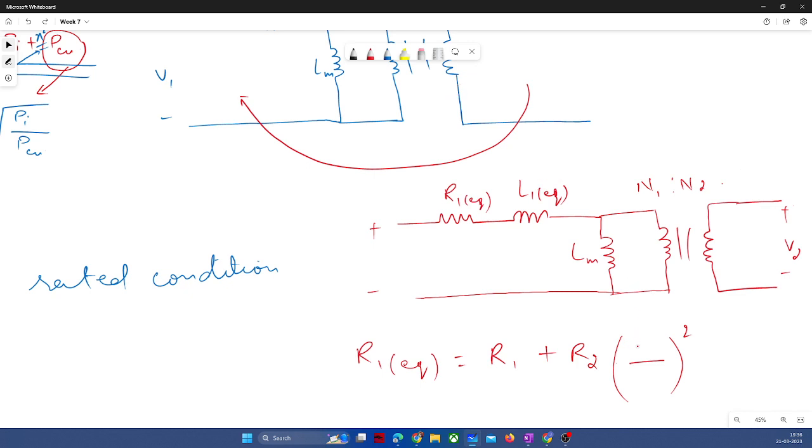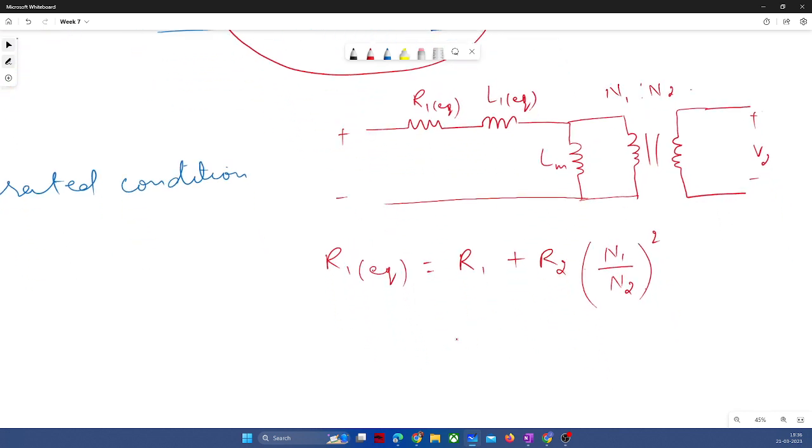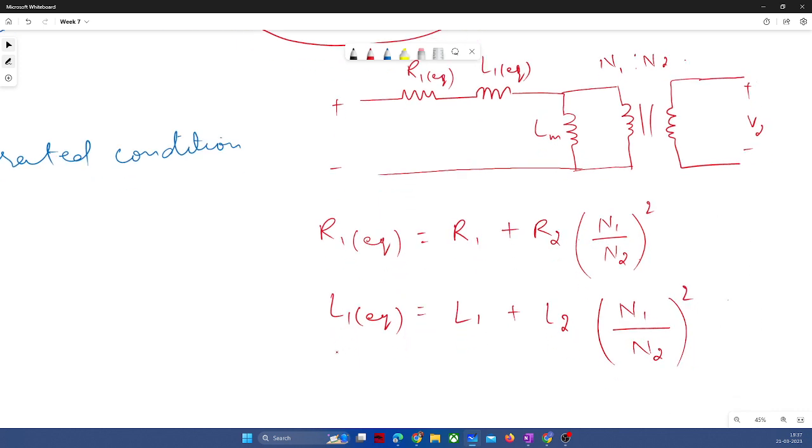You will first write the side where you are referring, that is N1, in the denominator, and the side you are going from in the numerator. Here we take a square, not just the turns ratio, so we should take care. Similarly, L1 equivalent is equal to L1 plus L2 times the square of the turns ratio, referred to the side where we are referring. So this will be your overall equivalent.